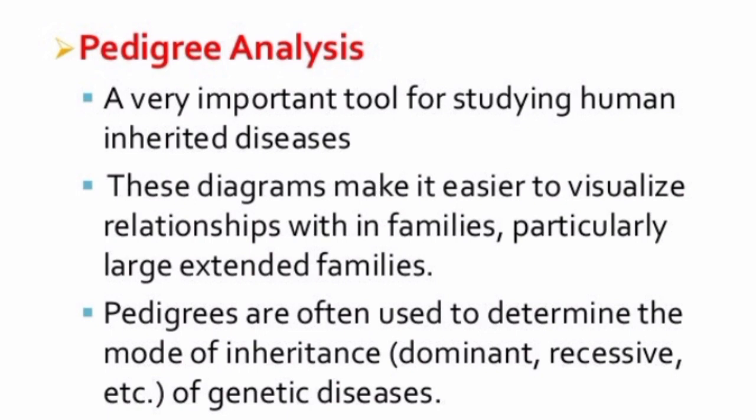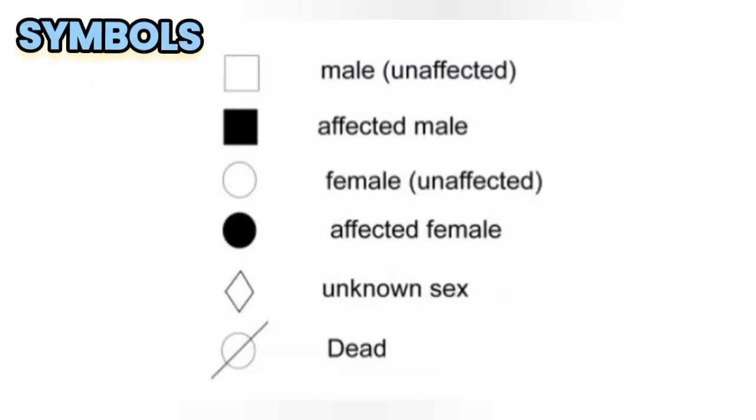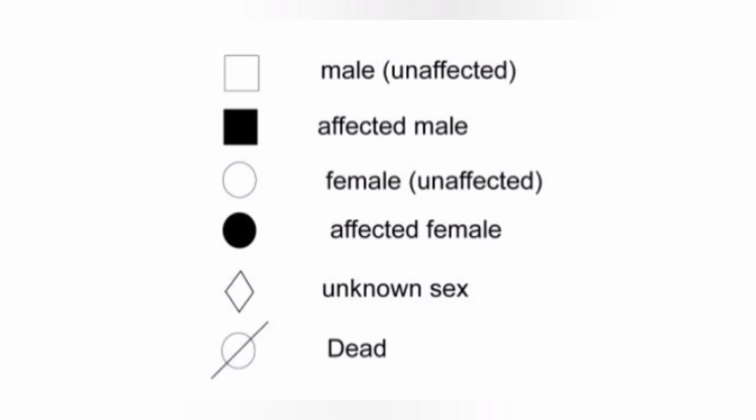So before starting the topic, let us know the different symbols in pedigree analysis. If there is a symbol showing a square without any color, then the male is unaffected. If the square is with color, then it is an affected male. If the circle is without any color, then it is an unaffected female. If the circle is with color, then the female is affected. If the shape is a diamond, then it is unknown sex. If the person is dead, then it is a circle with a line crossing it.